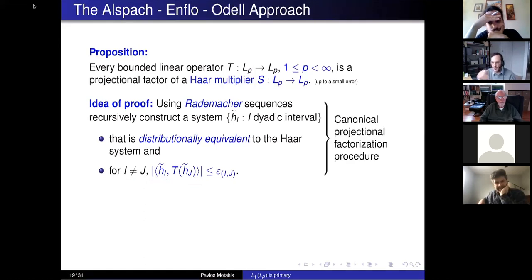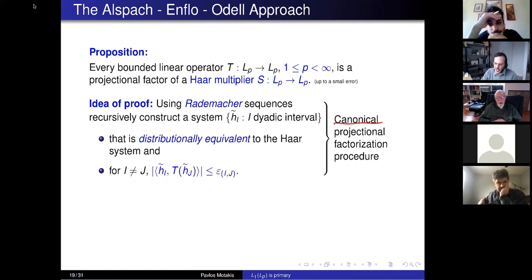So this is why, for the purpose of the lecture, I'm calling it the canonical projectional factorization procedure. And the reason I'm giving it this name is that it is a very canonical process. You build a new Haar system. In the sense of distribution, it's the same as the original Haar system. And on this new system, you make your operator behave like a diagonal operator, like a Haar multiplier.